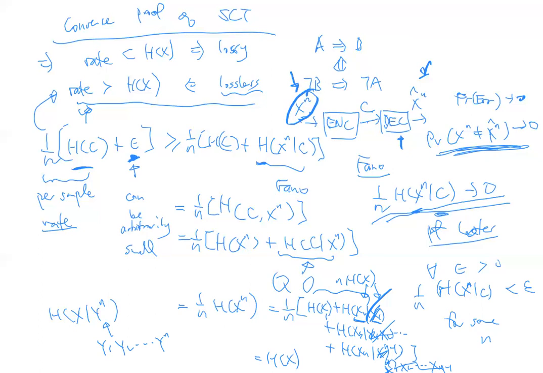Wait, I put the inequality incorrectly. Is that? Oh yeah, it's correct. Therefore, I will have 1 over n H(C) has to be bigger than H(X). Basically, the rate itself has to be bigger than H(X). Okay, so I hope this is clear.